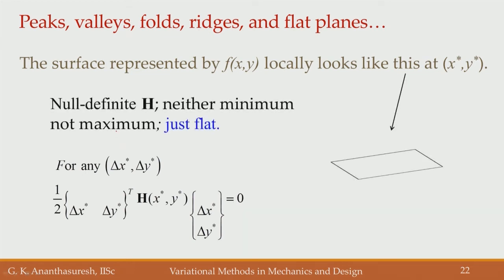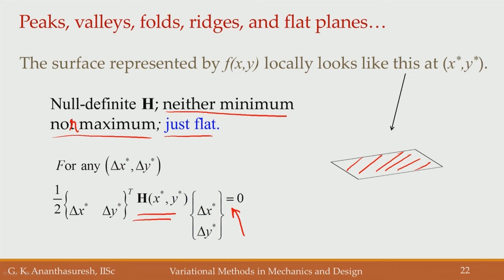Now, there is another one, where this is just equal to 0. So, no matter what delta x star and delta y star you take, this matrix H at that point has a property that it just gives you 0. In such a case, locally the surface looks like a plain old plane. So, that is just flat, then it is neither a minimum nor a maximum. So, such a thing can also happen.